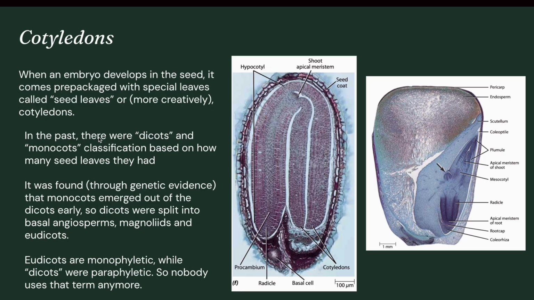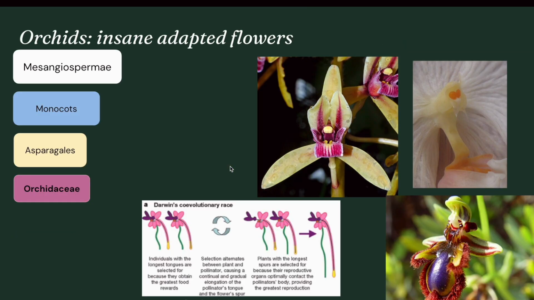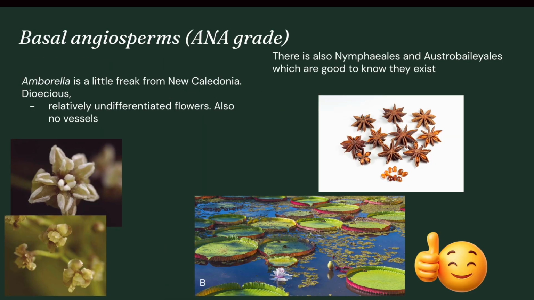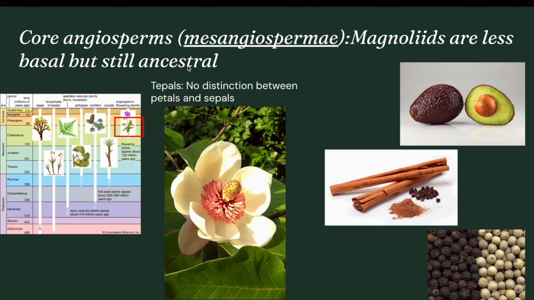So these plants are called monocots because they have one cotyledon. And all of the other angiosperms with 2, or sometimes more, cotyledons are called dicots. So this actually included the basal angiosperms, Magnoliids, and Eudicots, modern Eudicots.